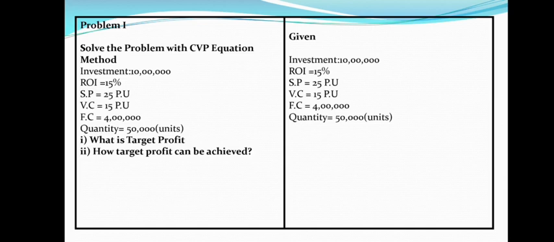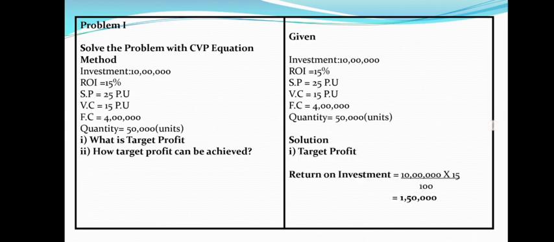Target profit can be calculated by using return on investment. Return on investment is 15% of the investment. So 10 lakhs is the investment. 15% of 10 lakhs is 1,50,000. So that is the target profit we need to get from selling the products. So for the first one we have got the result: target profit is 1,50,000.